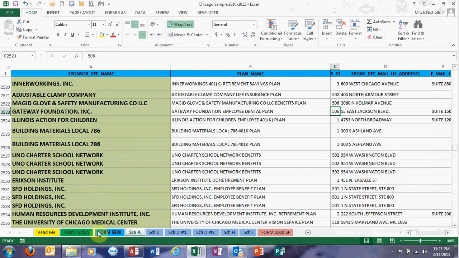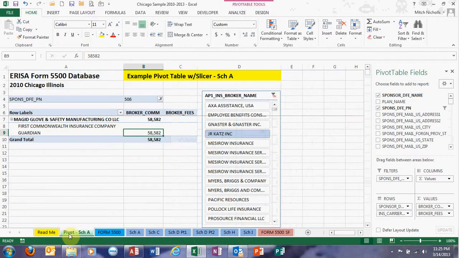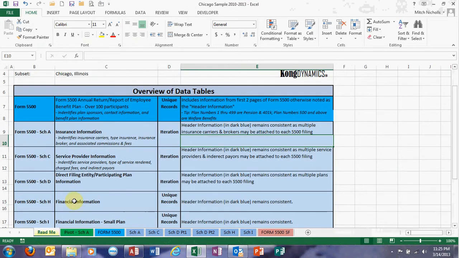So that's it for this part of the video. Just wanted to hit some of the overall, and I'll do another video on the Microsoft Access and kind of go back and forth between the spreadsheet version and the Microsoft Access version to show you some of the differences between the two for the Chicago sample database.